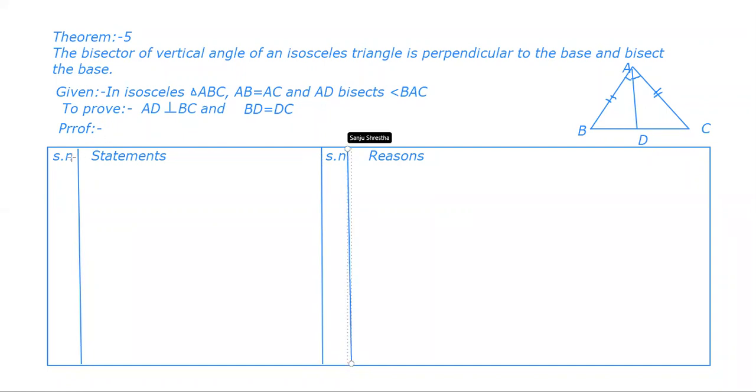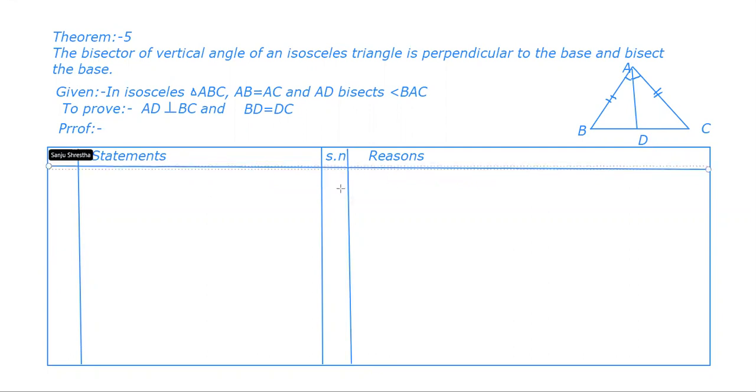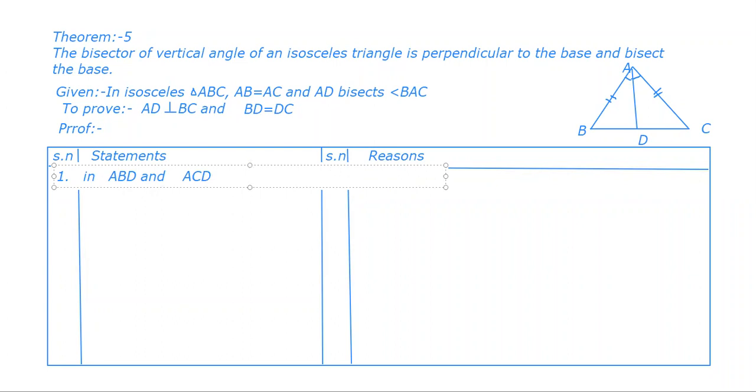Here also two triangles are here. We will prove that they are congruent at first. Okay, two triangles are here. In triangle ABD and triangle ACD, two triangles are given there. One is ABD, another is ACD. ABD and ACD.